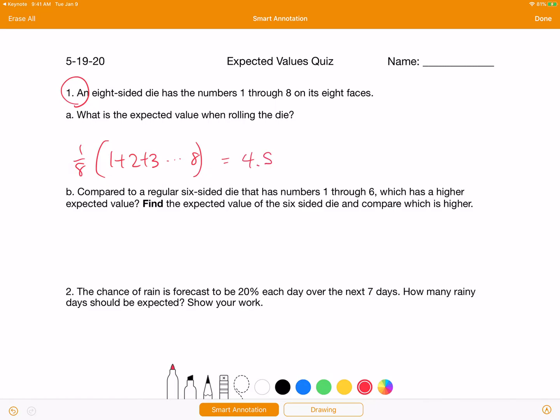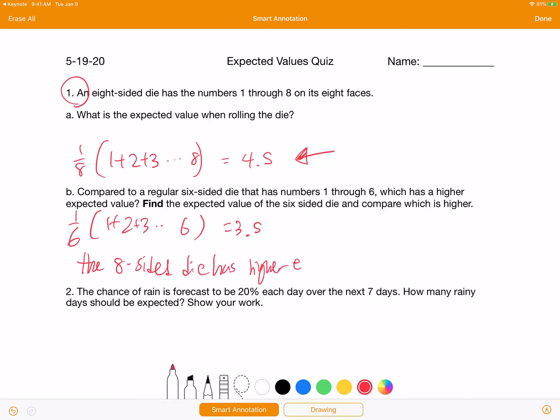Compared to a regular 6-sided die that has 1 through 6, which has a higher expected value? 1 through 6 would be 1 plus 2 all the way down to 6, so that should be 3.5. So the expected value would be this. The 8-sided die has a higher expected value by 1.